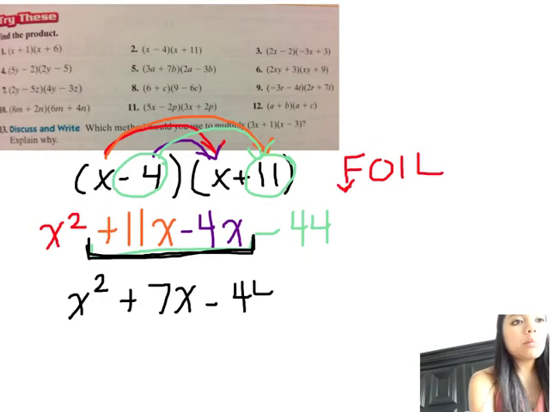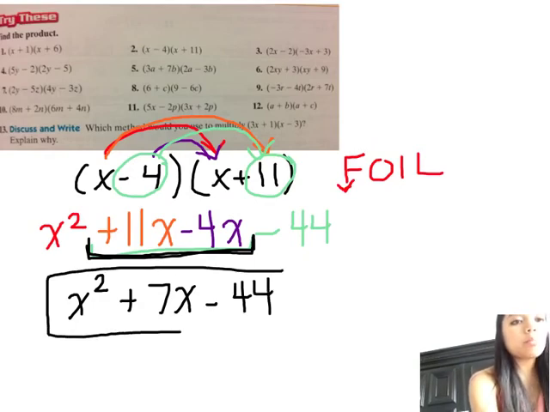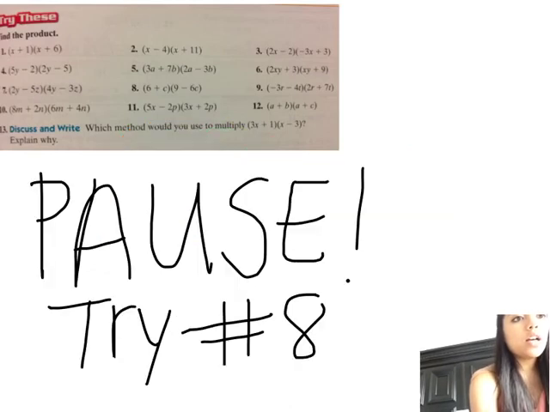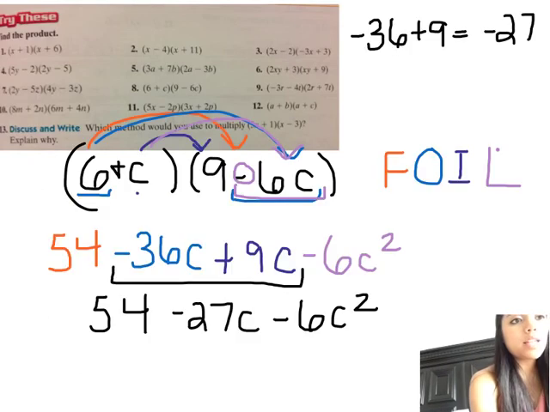Then I'm going to do outer times outer. X times positive 11 is 11x. So I'm going to put plus 11x because it's positive. Now, you have to pay very close attention to this part. Inner times inner. This is a positive 4, but it's going to take that minus sign with it. That minus sign belongs to the 4. So when you're multiplying inner times inner, it's going to be a negative 4 times a positive x. And negative 4 times a positive x is a negative 4x, but whenever you write it out, it's going to look like plus negative 4x, or minus 4x.